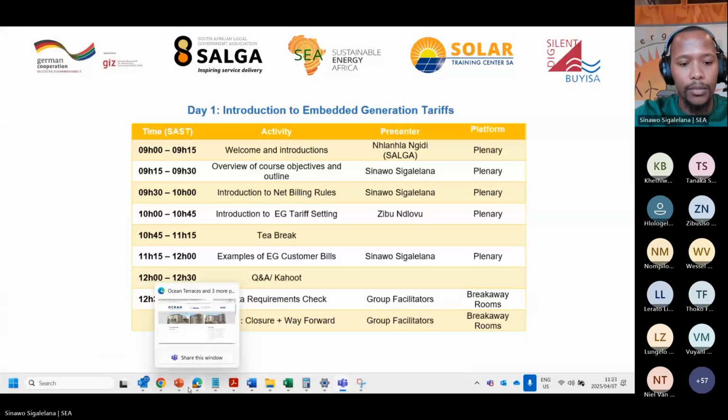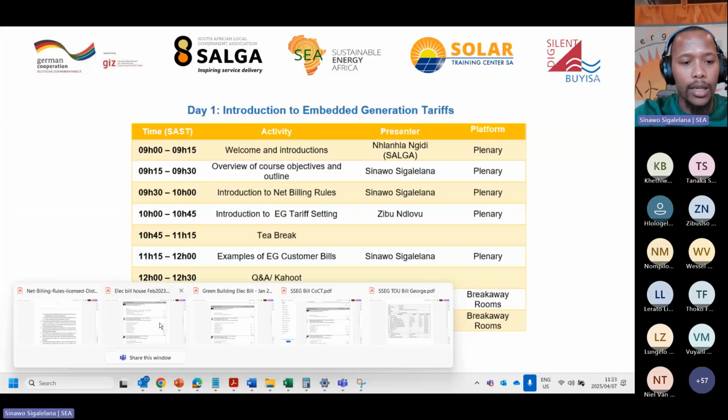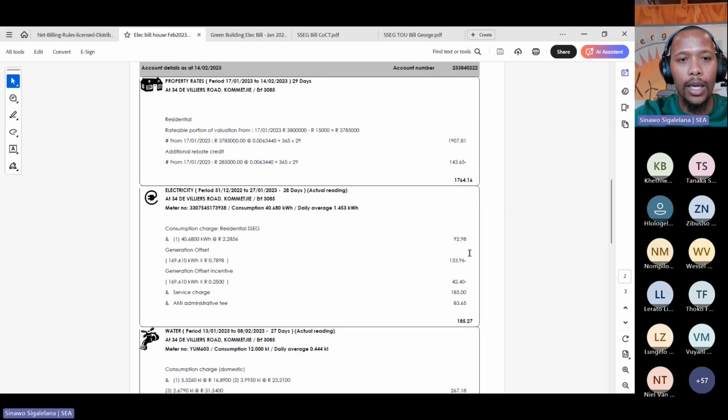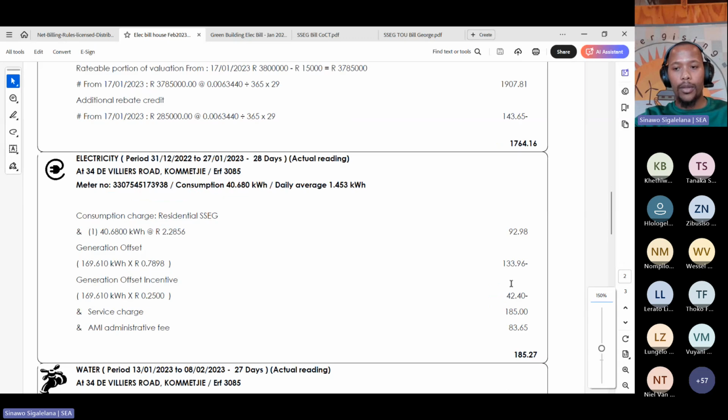Let me rather share my screen rather than a window. Okay. Colleagues, are you able to see my screen? I see a thumbs up. There we go.